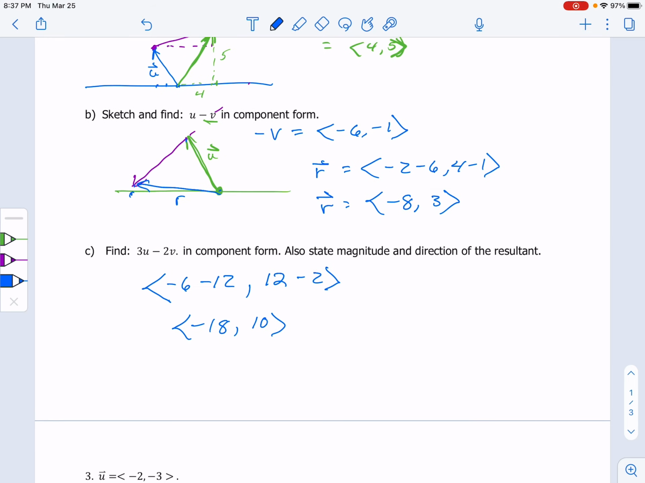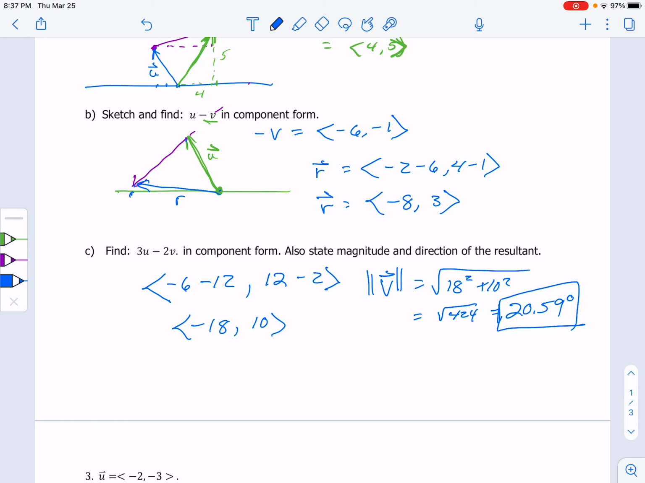To find the magnitude, you take the square root of 18 squared plus 10 squared, and you end up with the square root of 424, which is 20.59. No, not degrees, pounds, whatever it is. Sorry, that's not your angle.